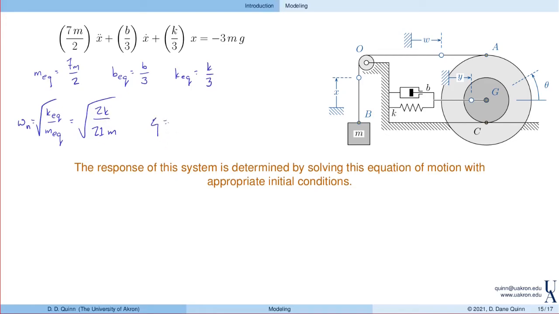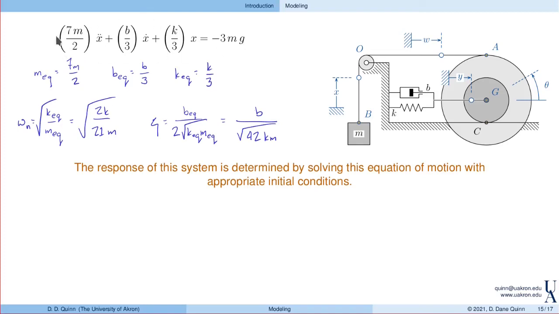And then the damping ratio, well, that's B equivalent divided by 2 times the square root of K equivalent and M equivalent. Again, I'm going to do the algebra for you, and what you get is b divided by the square root of 42km. Pause the video if you need to work through this algebra. In general, I think it's a good idea to periodically or even frequently pause these video lectures and make sure that you understand exactly what's going on.